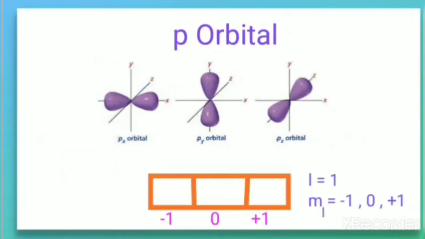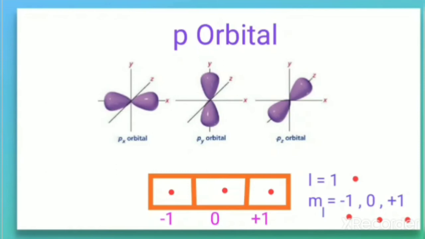But in the case of p orbital, where the value of L, the azimuthal quantum number, is 1, the value of ml is -1, 0, +1. That means three possibilities are there. If the electron is in this orbital, then it is represented by ml equal to -1. If the electron is in this orbital, the ml value is 0, and if it is in this, the ml value is +1.